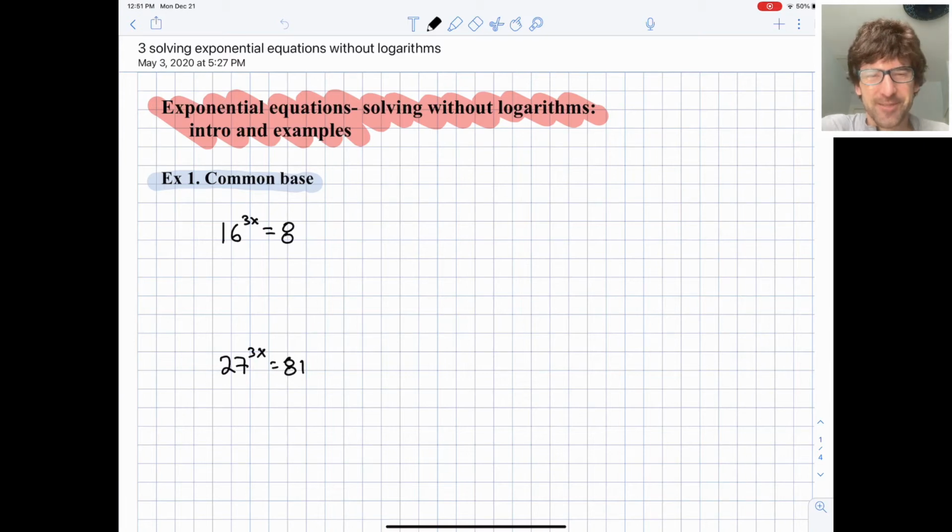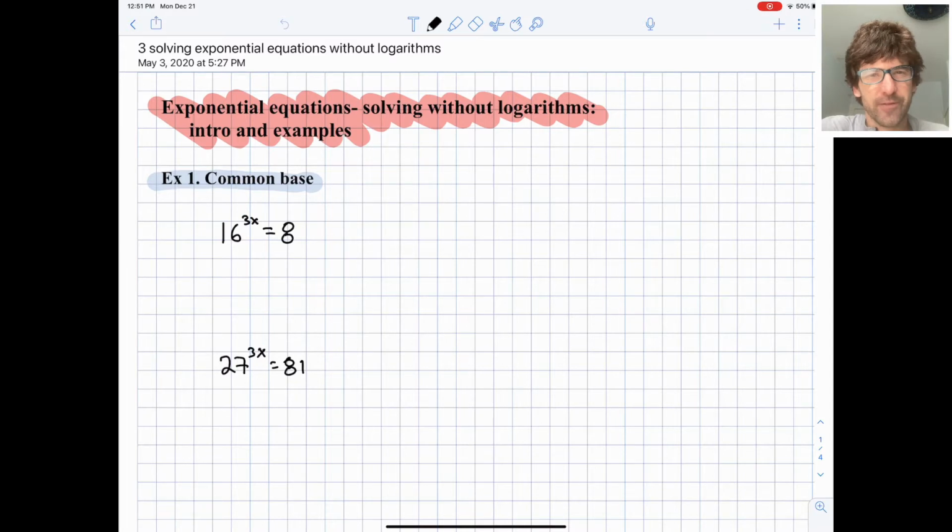All right, this is an Algebra 2 video on solving exponential equations, and in particular we'll be solving them without using logarithms. I'll show you a couple different strategies to use if we're not going to use logarithms. We'll get to logarithms in a few days. And this will start off with an introduction and then do a couple examples.